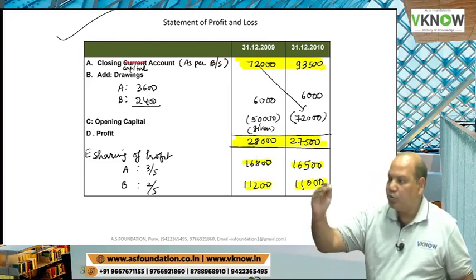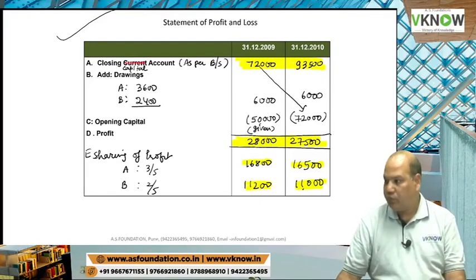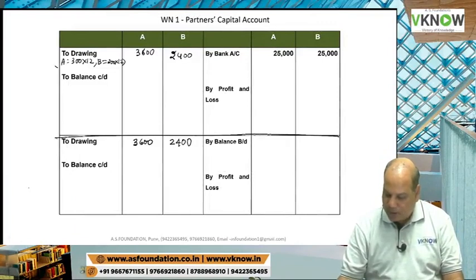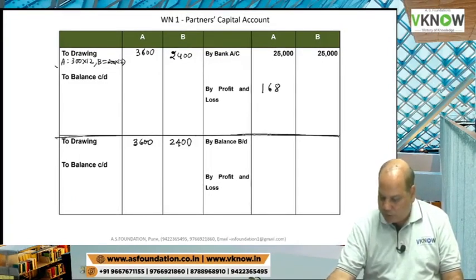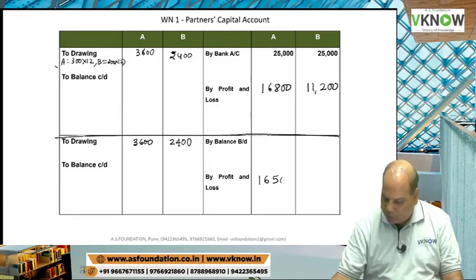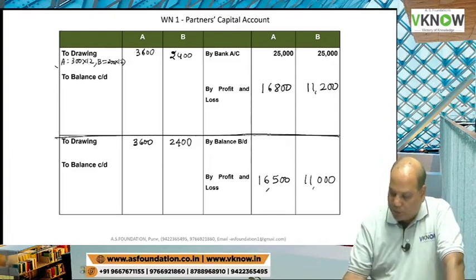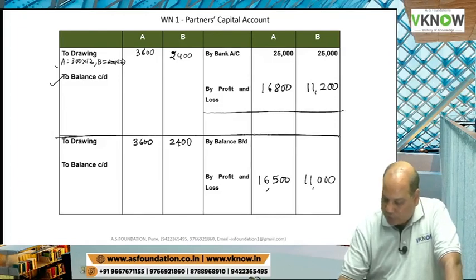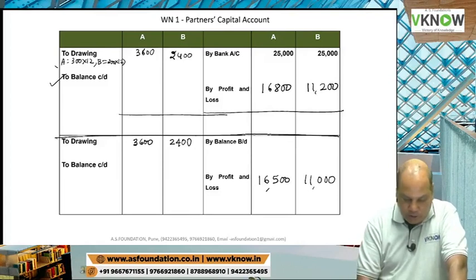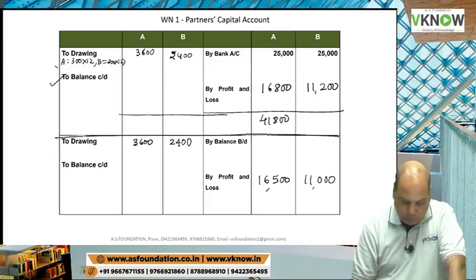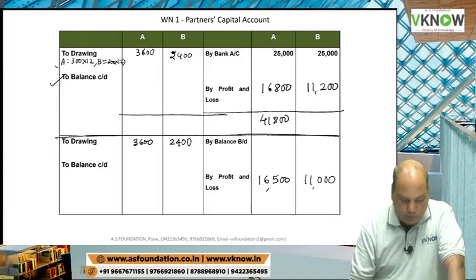Now this profit you transfer to capital account credit side. Please come to partners capital account credit side. On the screen working note 1, by P&L account 16,800 and 11,200 and below 16,500 and 11,000. Right. Now we'll close the partners capital account, to balance carried down. First year credit side total is 41,800 minus 3600. So that will give you 38,200.